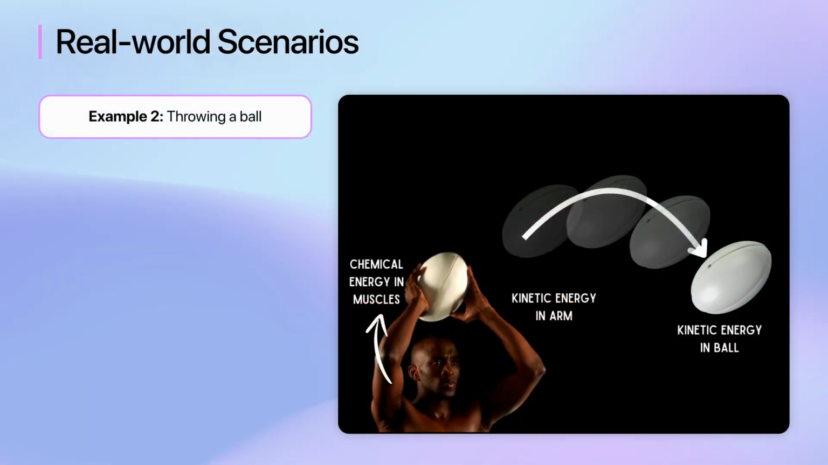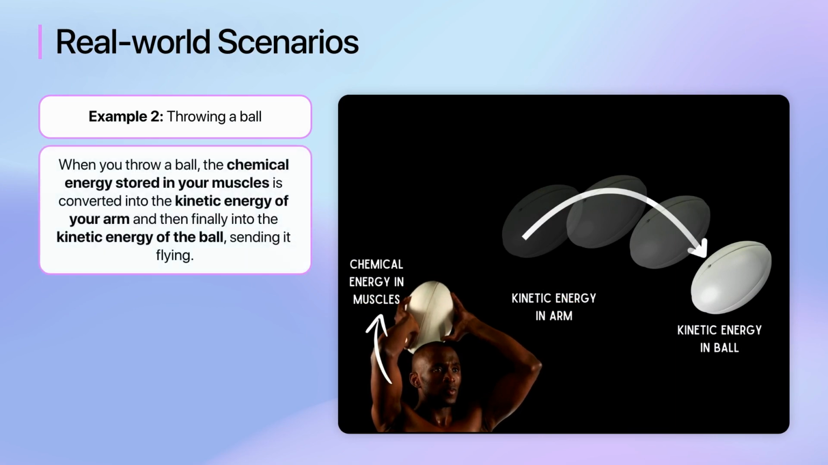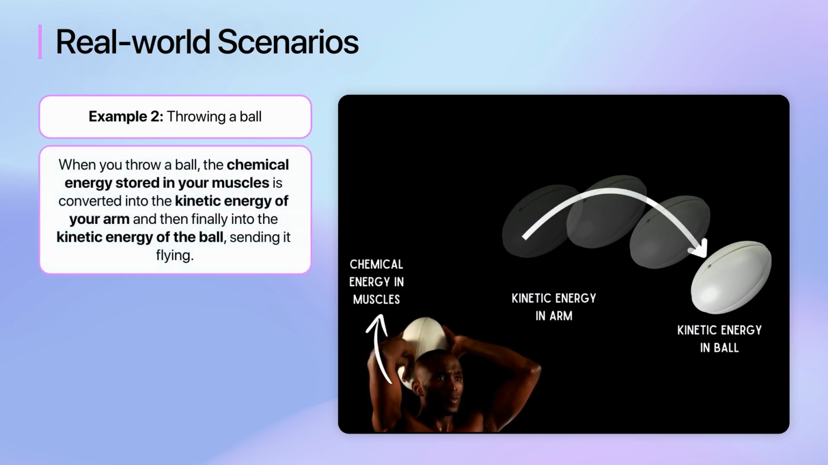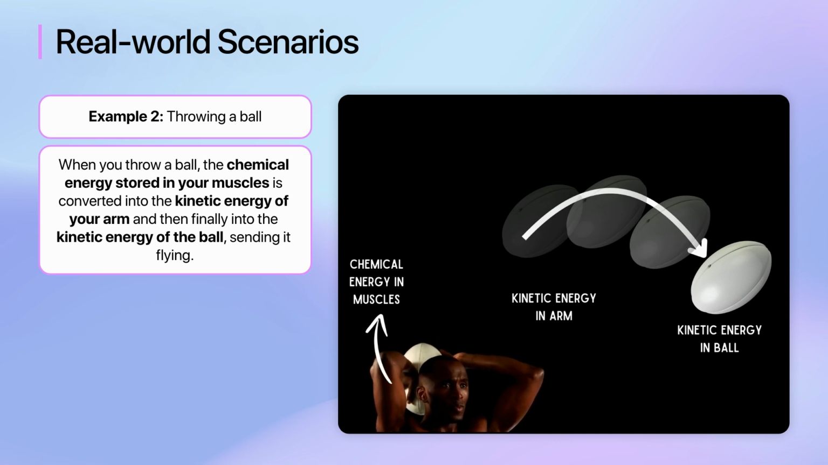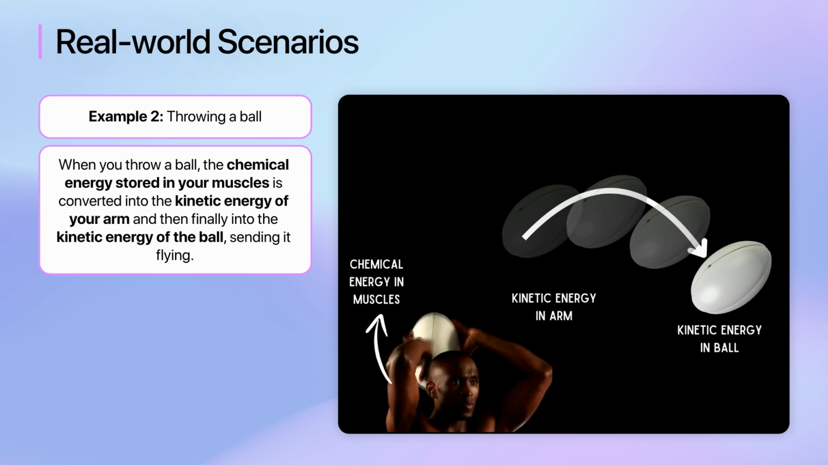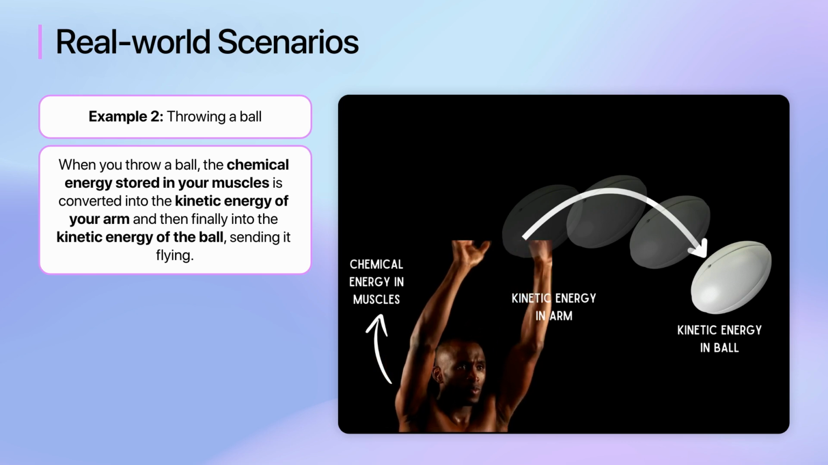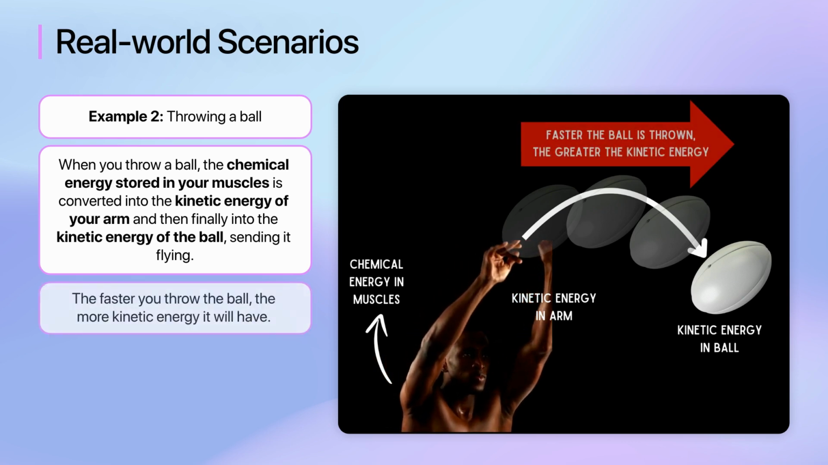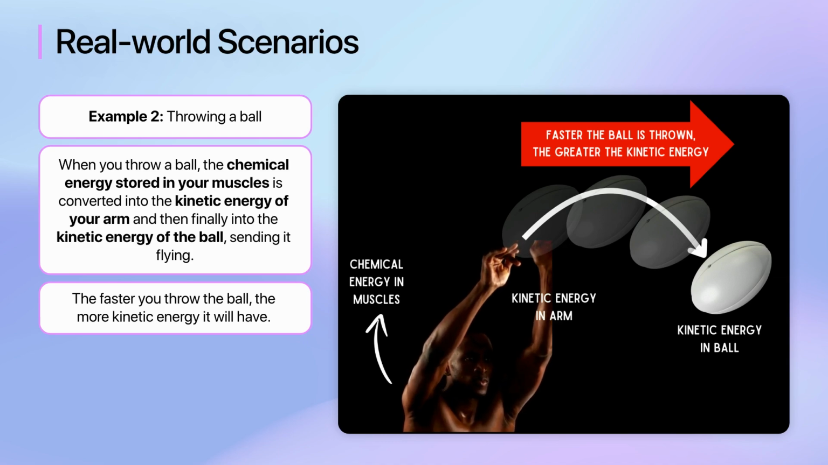Another example is throwing a ball. When you throw a ball, the chemical energy stored in your muscles is converted into the kinetic energy of your arm, and then finally into the kinetic energy of the ball, sending it flying. The faster you throw it, the more kinetic energy it will have.